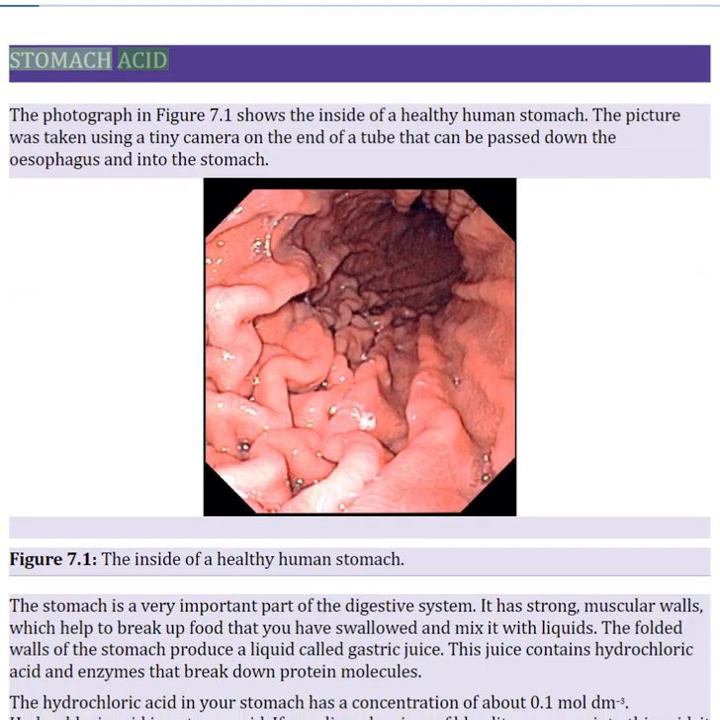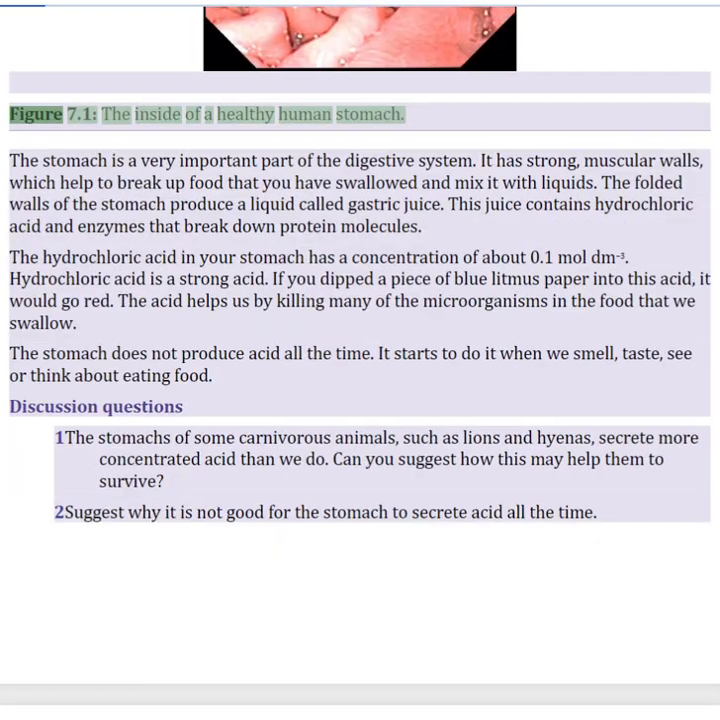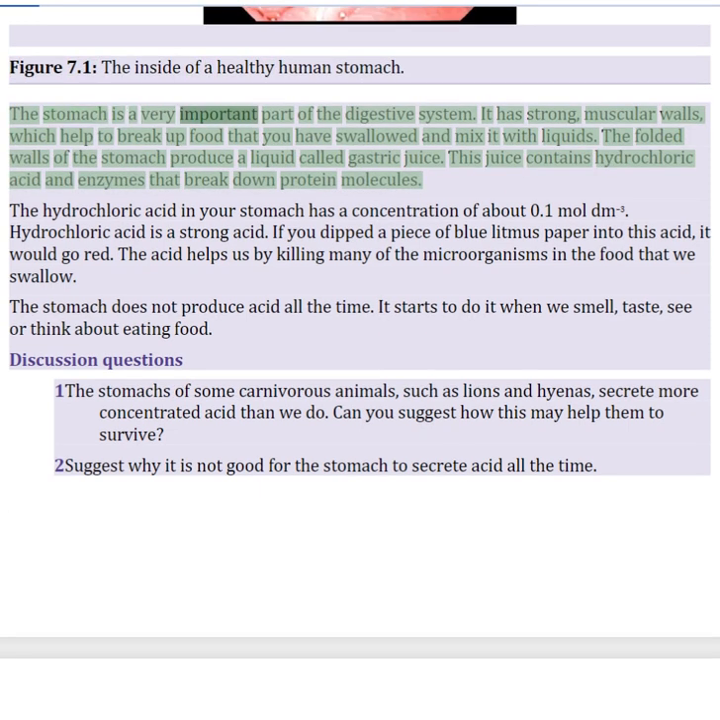Stomach acid. The photograph in Figure 7.1 shows the inside of a healthy human stomach. The picture was taken using a tiny camera on the end of a tube that can be passed down the esophagus and into the stomach. Figure 7.1, the inside of a healthy human stomach. The stomach is a very important part of the digestive system. It has strong, muscular walls, which help to break up food that you have swallowed and mix it with liquids.